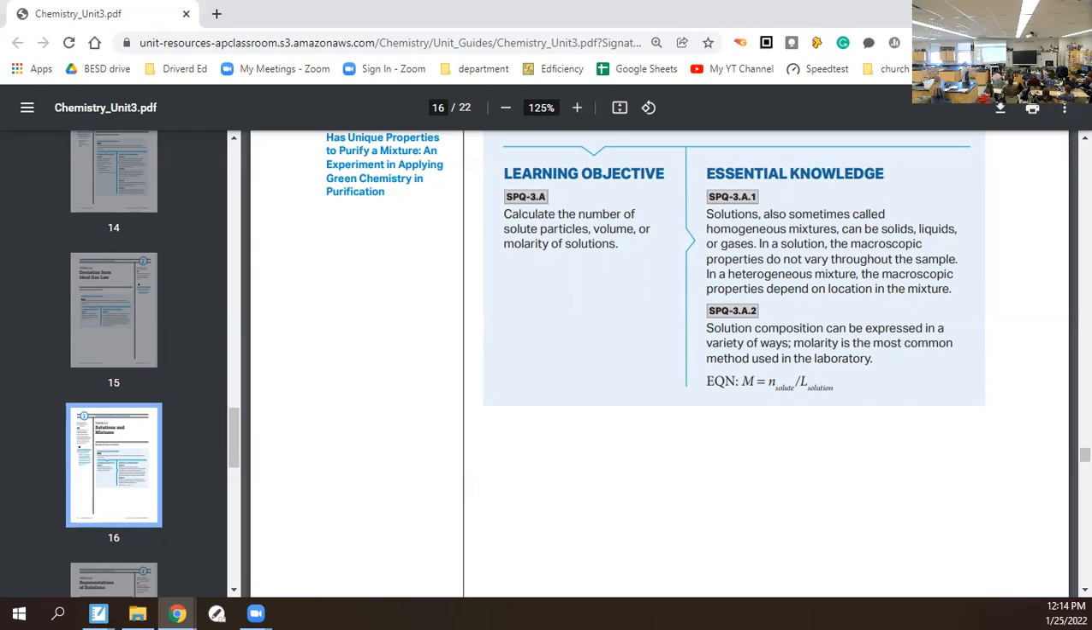In addition, the macro, meaning large properties, do not vary throughout the sample. So like that Hawaiian tropical punch, it's going to pretty much taste the same no matter what, as long as she keeps it mixed, right? In a heterogeneous mixture, the macroscopic properties depend on location in the mixture. So like your trail mix, some of it's going to taste like it has gross raisins in it because it has raisins in it. And some of it's going to taste like M&Ms because that's all you've got. So trail mix would definitely be heterogeneous, right?